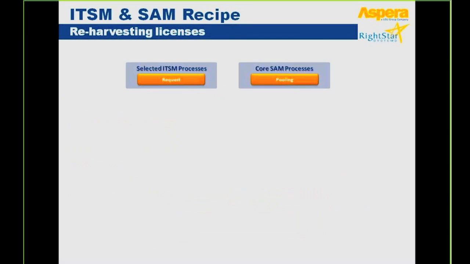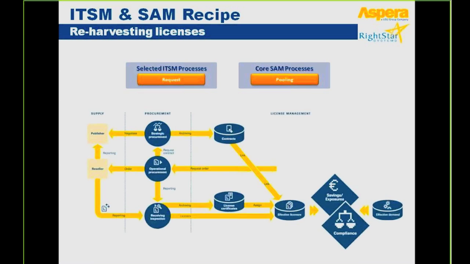So back to the original title of this webinar, which deals with the integration of ITSM processes and SAM processes. I picked some of them, and the first example I would like to refer to is reharvesting of licenses. How can an ITSM process or multiple ITSM processes contribute to this software asset management process?